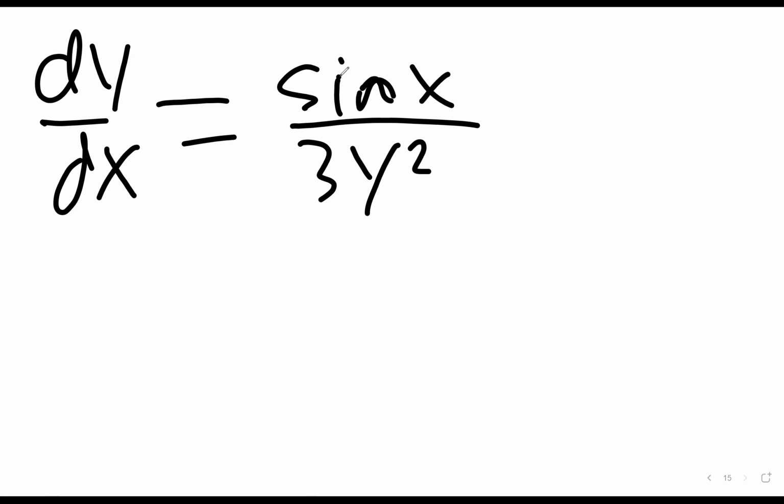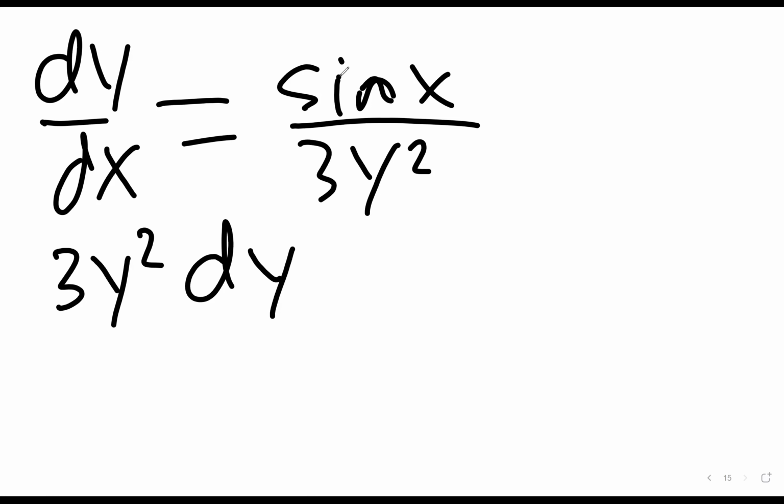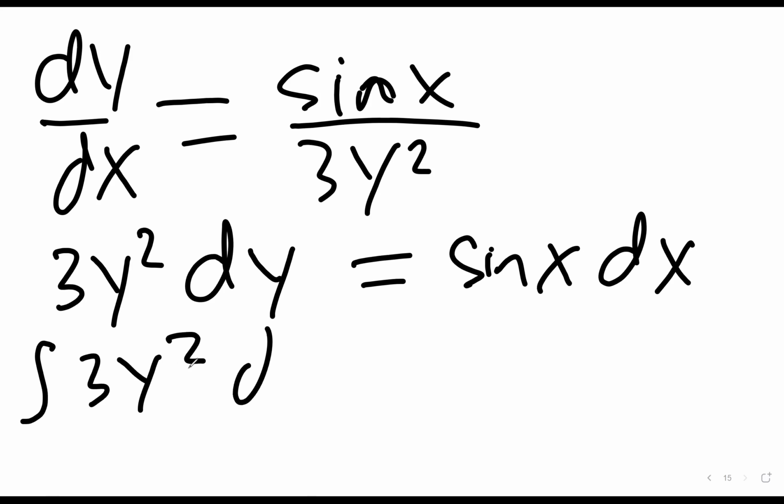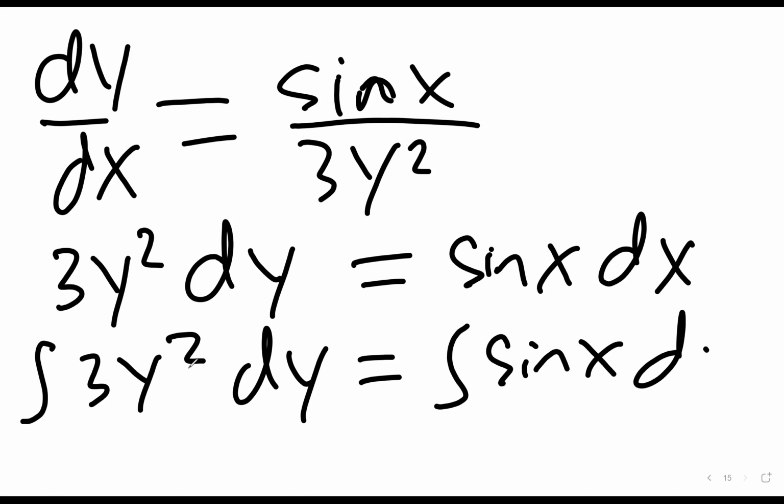Okay, so let us work on this problem. The first step will be to separate the variables. So we have 3y squared dy equals sine x dx. So that's the first step. And then consider its antiderivative: the antiderivative of 3y squared dy, and the antiderivative of sine x dx.